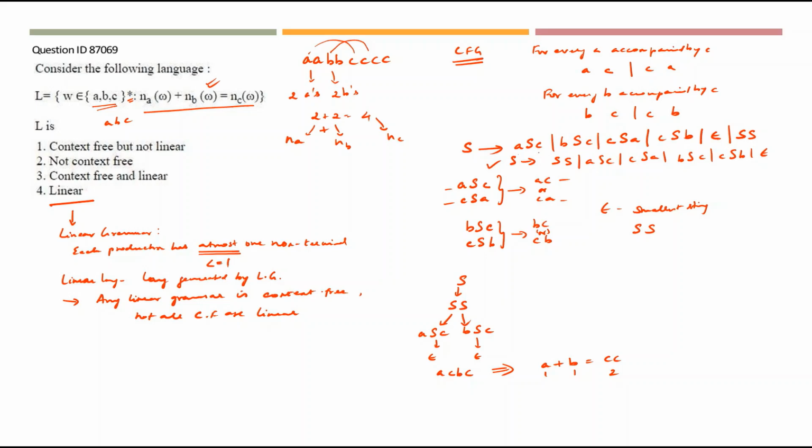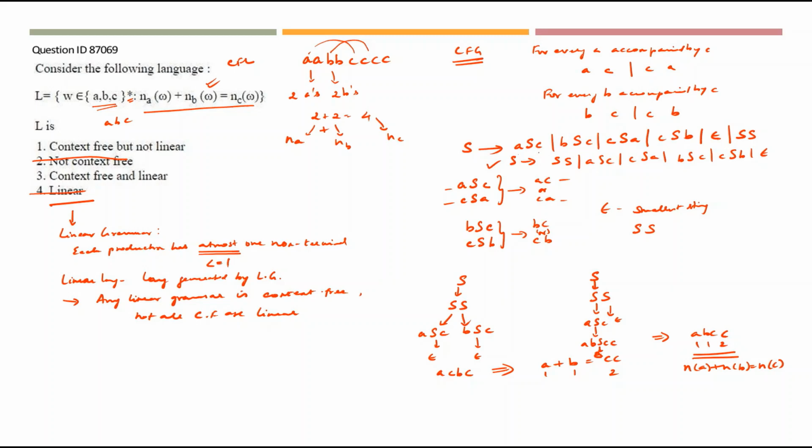And this can also have a derivation like SS. This can be ASC, this can be epsilon, and this can be ABSCC. This will end up with epsilon. So the final string will be ABCC. This will also give 1A, 1B and 2C. Different kinds of derivation, but the rule, number of A plus number of B is equal to number of C, is the main thing here. So from this we can say that the language is context free language. It means not context free and linear will be ruled out.